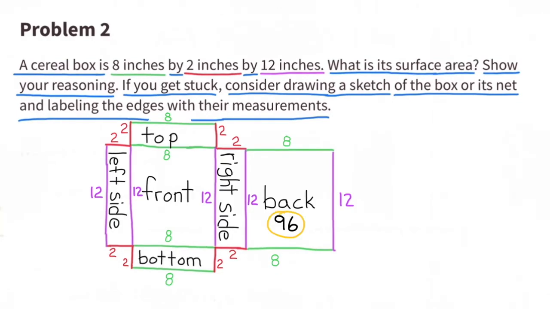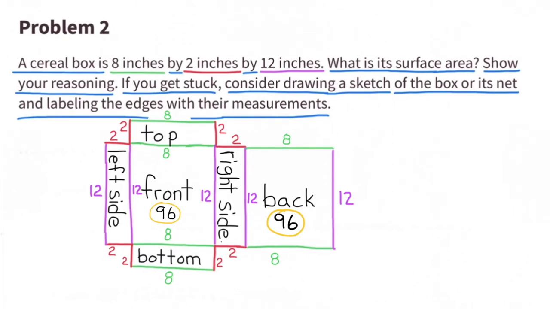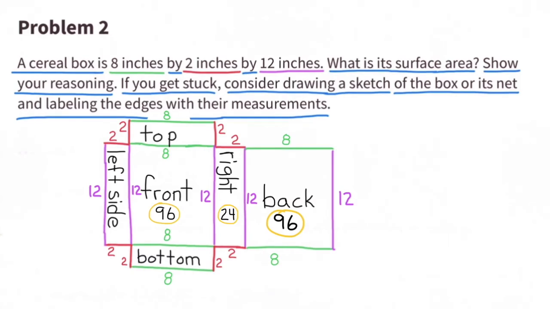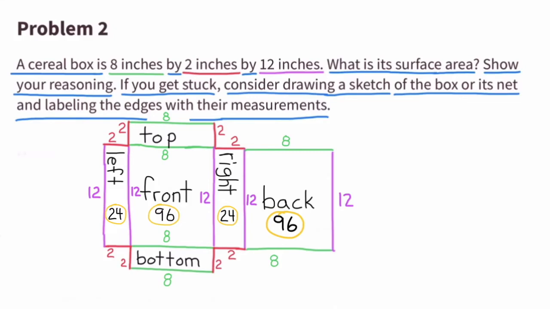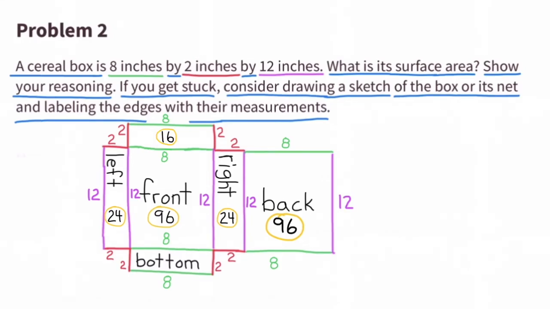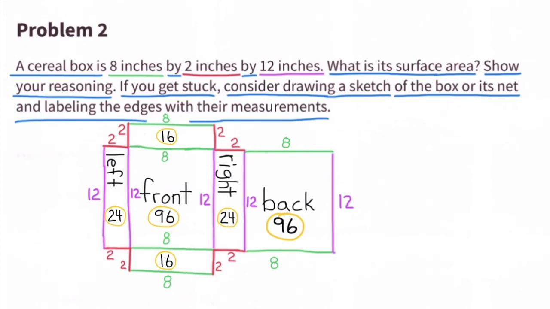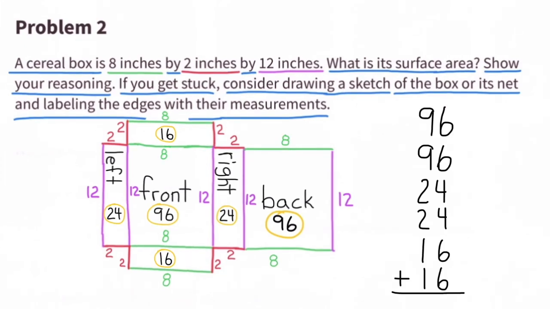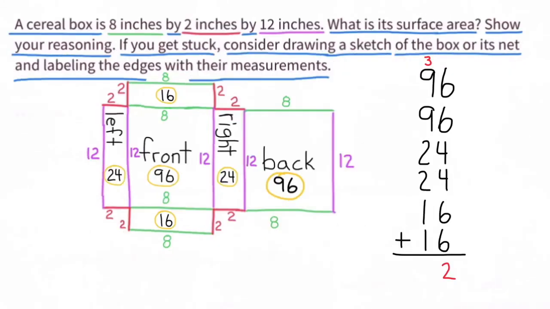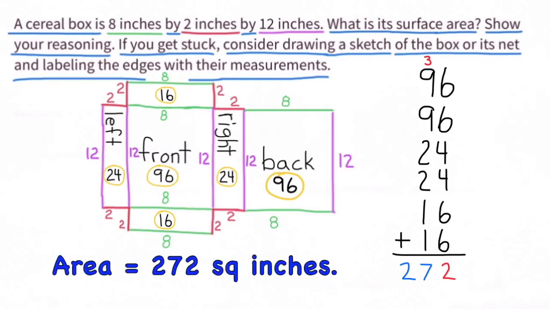8 by 12 is 96, so both the back and the front are 96 square inches. 2 by 12 is 24 inches, so both the right and the left are 24 square inches. And 8 times 2 is 16, so both the top and the bottom are 16 square inches. Add all of those individual surface areas together and you'll have the surface area for the whole figure. The total surface area is 272 square inches.